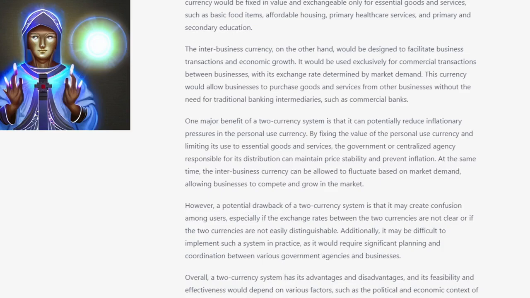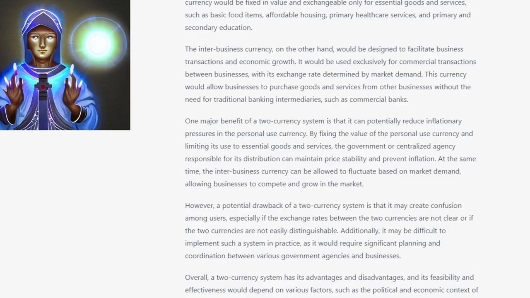housing, healthcare, and education. The government or a centralized agency would be responsible for distributing this currency to all citizens on a regular basis. This currency would be fixed in value and exchangeable only for essential goods and services, such as basic food items, affordable housing, primary healthcare services, and primary and secondary education.